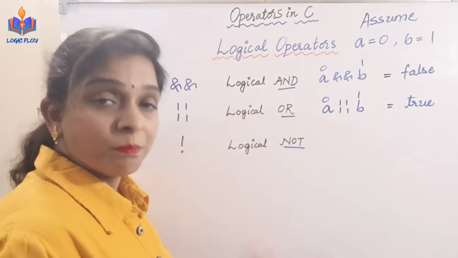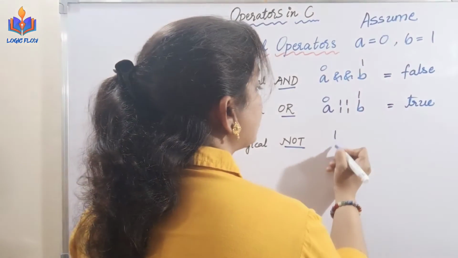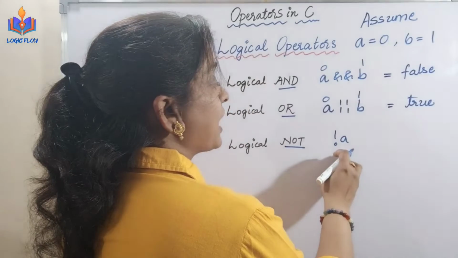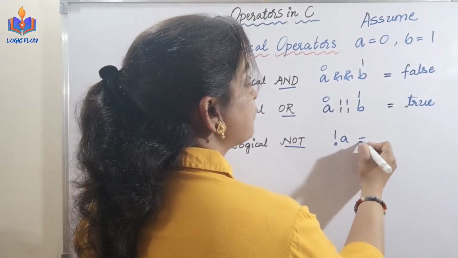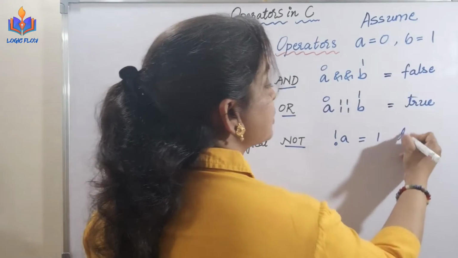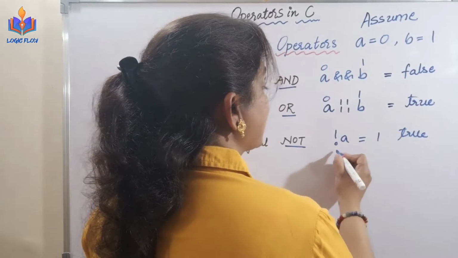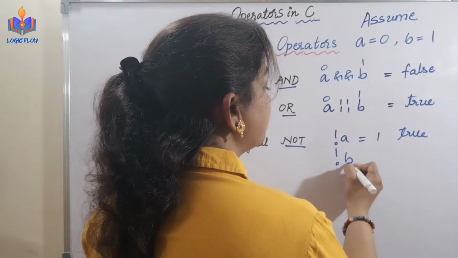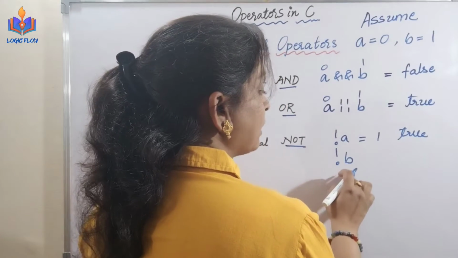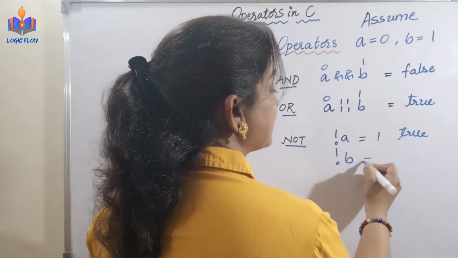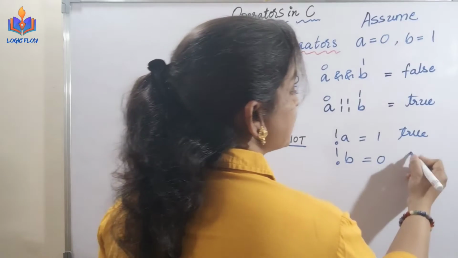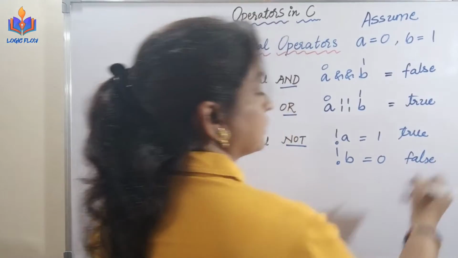It is the complement. I say NOT of A. A has 0. NOT of A means it becomes 1, which is true. I say NOT of B. What is B? It is 1 and the complement of 1 is 0. So it is false.